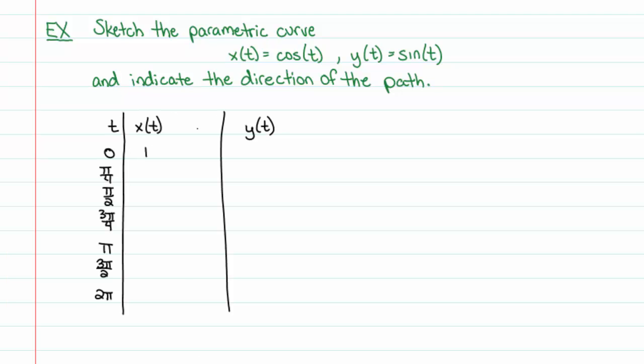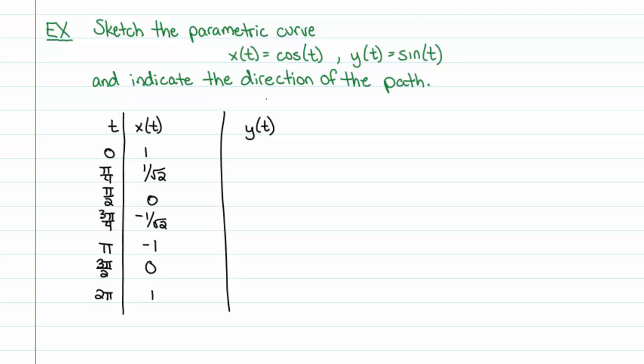And when t is equal to pi over 4, cosine of pi over 4 is 1 over the square root of 2. Cosine of pi over 2 is 0. Cosine of 3 pi over 4 is a negative 1 over root 2. Cosine of pi is a negative 1, and cosine of 3 pi over 2 is 0, and 2 pi, again, is 1. And this is from your trig course. You should really be able to hammer those out very quickly.